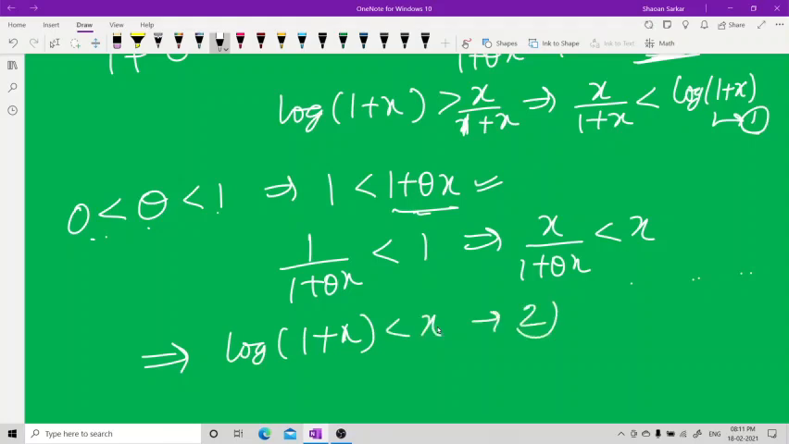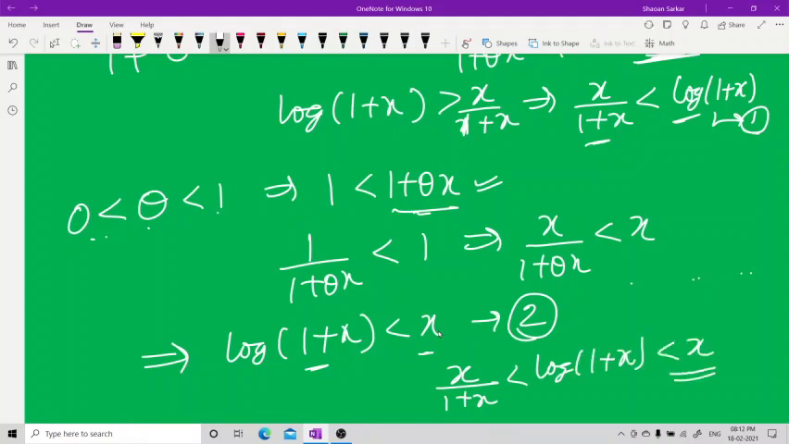This is equation number 2. This quantity is greater than this, but this quantity is less than this. Therefore, combining 1 and 2, you write like this: x upon 1 plus x is less than log 1 plus x, which is less than x. This is proved using Lagrange mean value theorem.